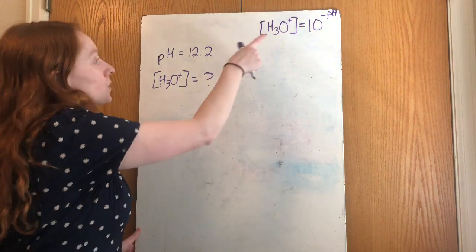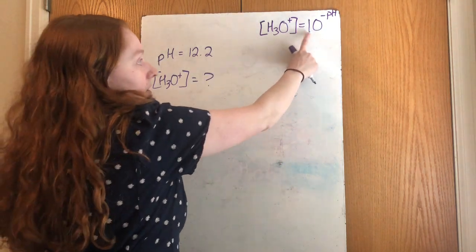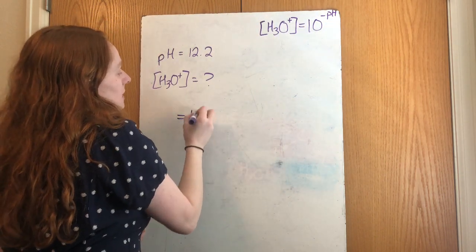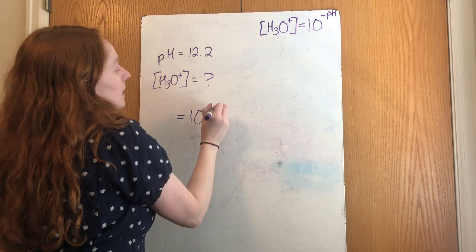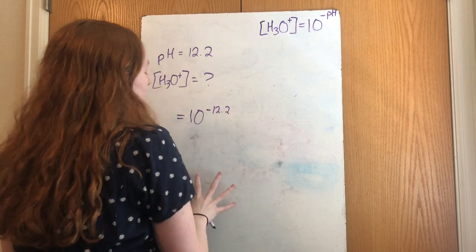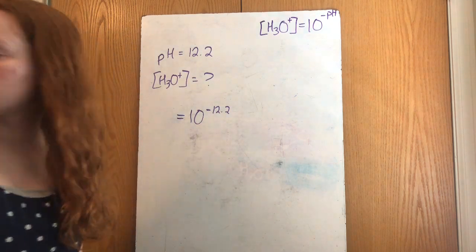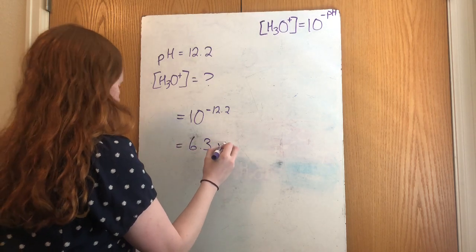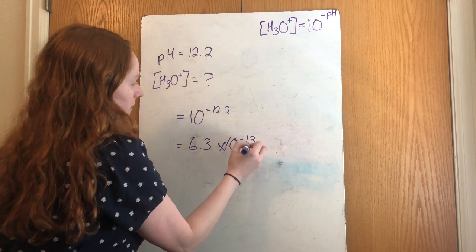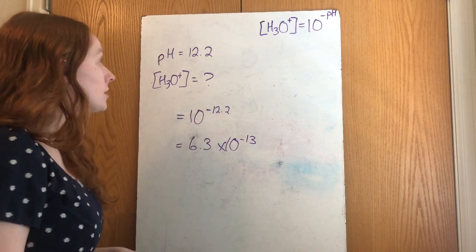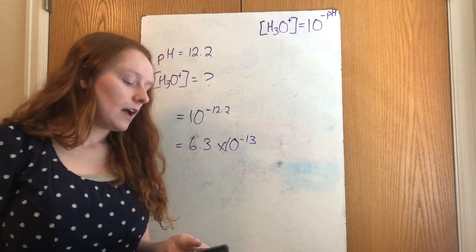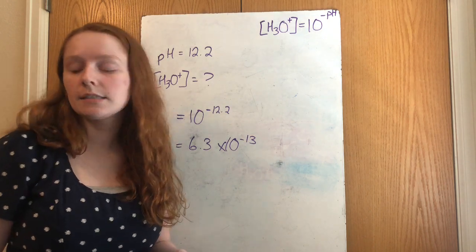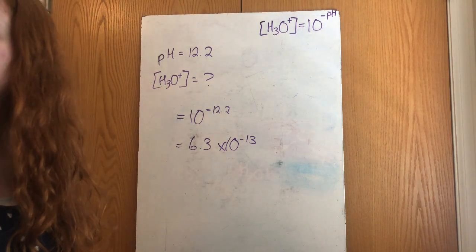So if I know that the concentration of H3O plus is equal to 10 to the negative pH, this is easy. I'm just going to say 10 to the negative pH, in this case, is 12.2. And I'm going to plug that into my calculator. Got this number right here, 6.3 times 10 to the negative 13. That should be your concentration of H3O plus. If you got that wrong, check your calculator. Make sure that you're punching everything in correctly. Let's do a couple more practice problems here.